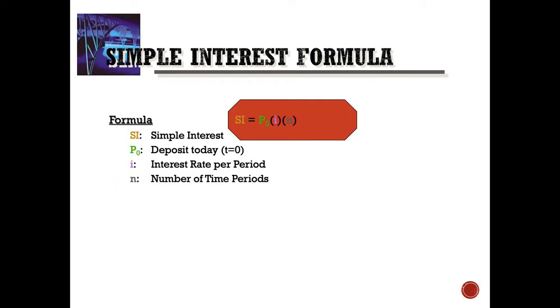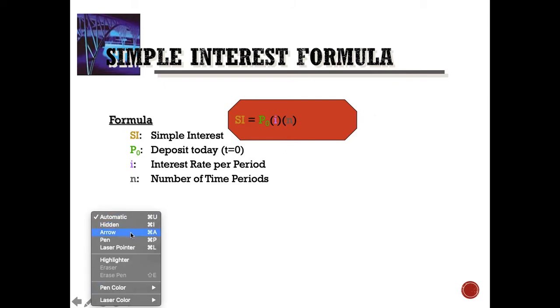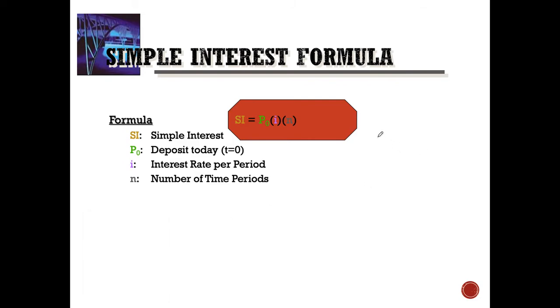This is the simple interest formula. Simple interest equals P0. P0 is the principal, or deposit today, or original amount borrowed at time period 0. i is the interest rate per time period and n is the number of time periods. So the formula is simple interest equals P0 multiplied by i multiplied by n. This is the simple interest formula.